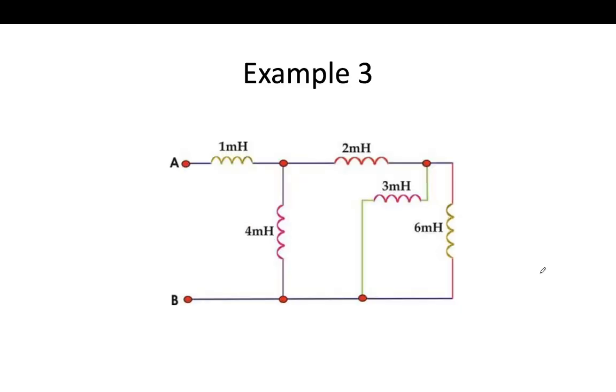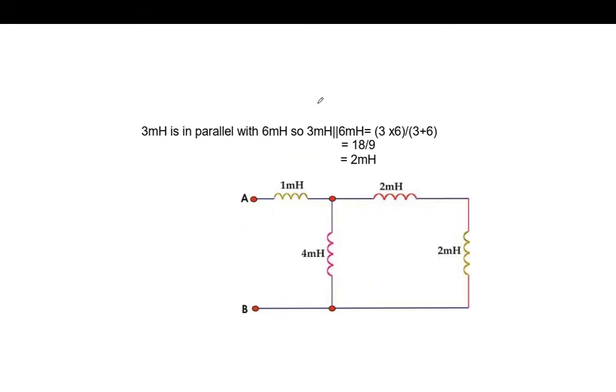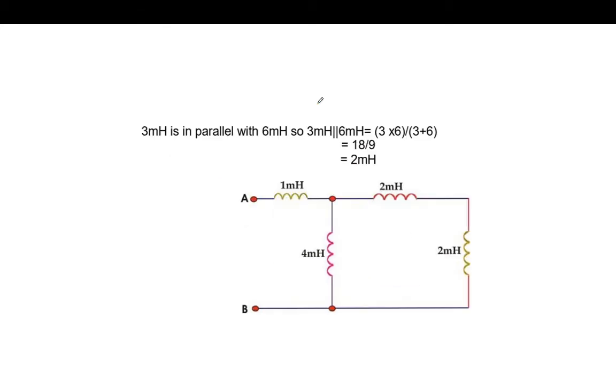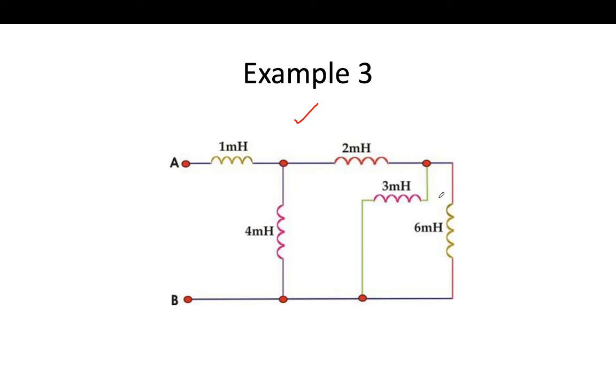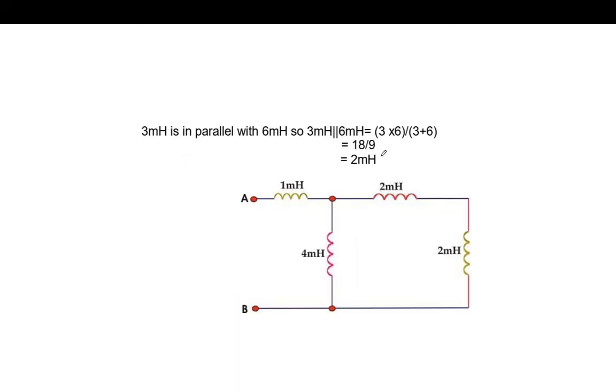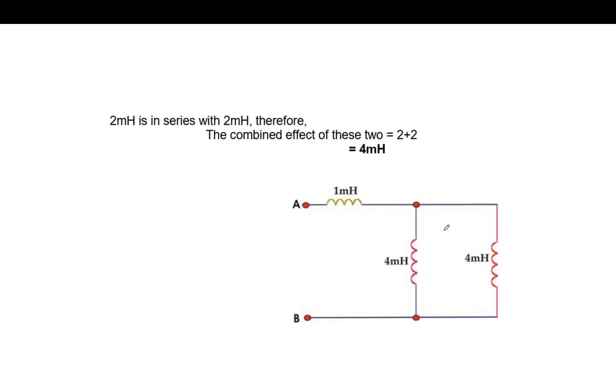Now let's take the third example. Example 3 has 5 inductors, and some are in series with each other and others are in parallel. Let's start one by one. First we take the 6 and 3. Both are in parallel to each other, so 6 times 3 divided by 6 plus 3, and the combined effect will be 2. Now these two inductors are not parallel to each other, they are in series. So in series, we just combine the inductor values.